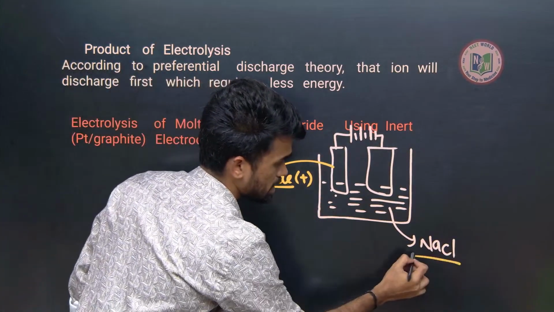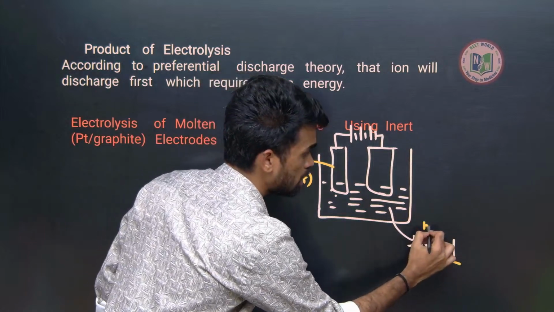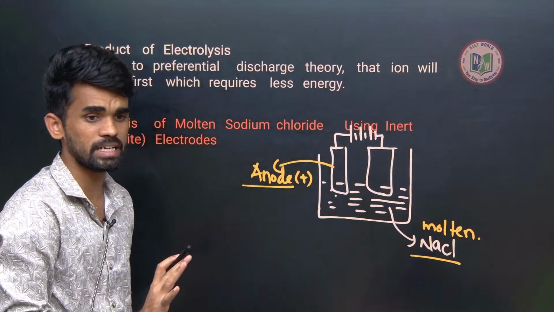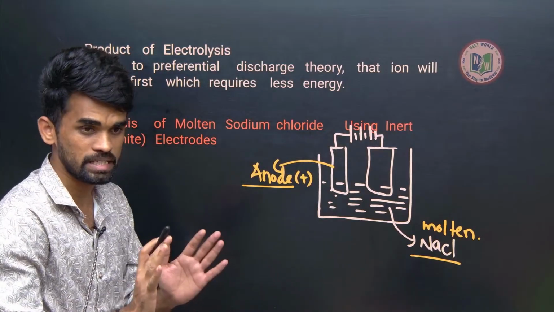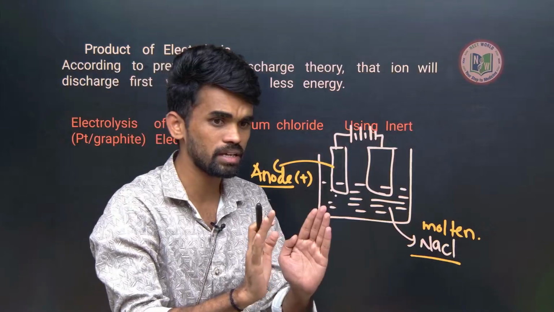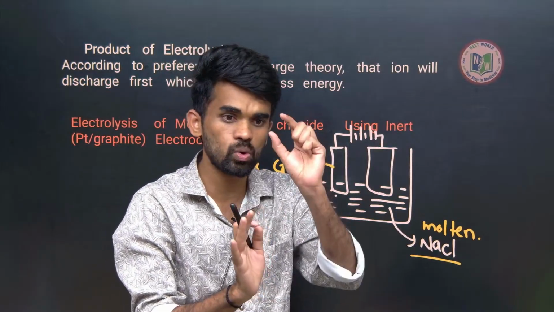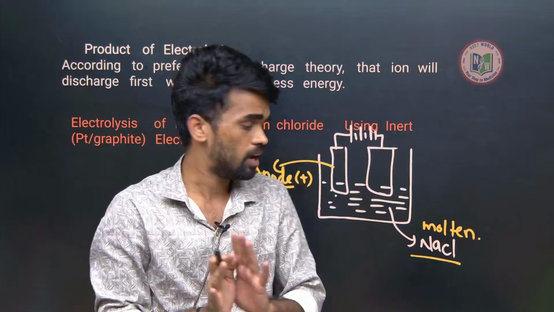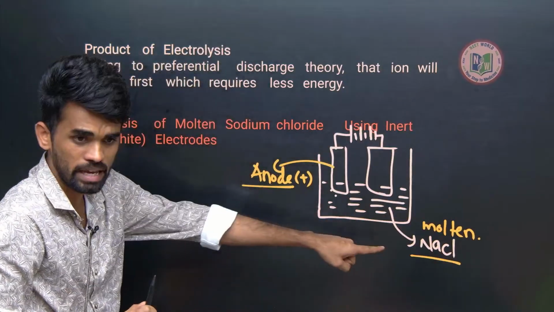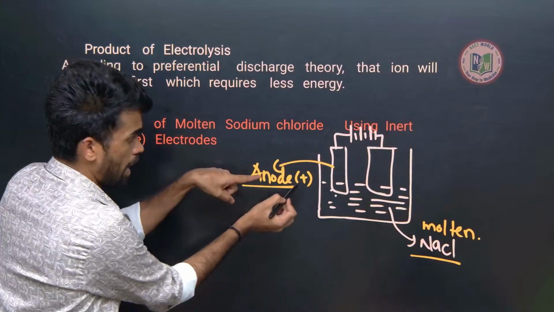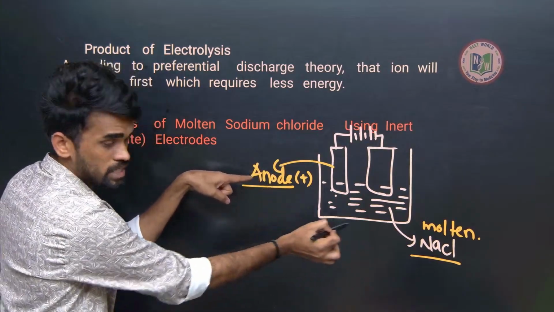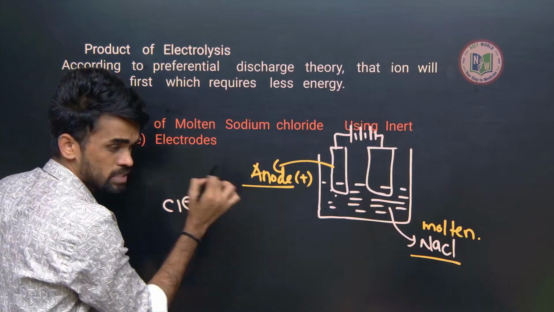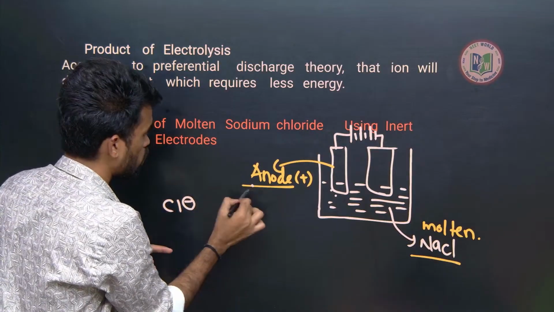From NaCl, I am saying it is molten NaCl. Molten NaCl means what things are present in it? Molten NaCl, I am not saying aqueous. Molten means it contains only Na+ ions and Cl- ions, right? So now which ions does the anode attract? The anode attracts anions. What is the anion there? So Cl- is attracted towards the anode. So now at the anode what happens?